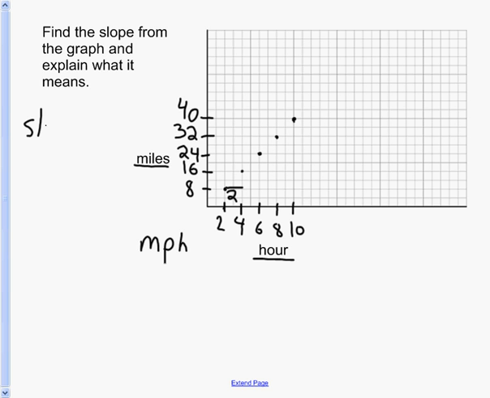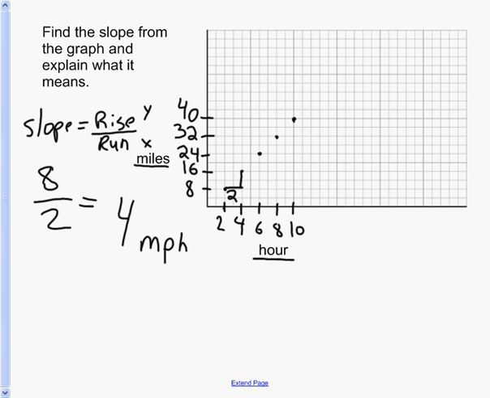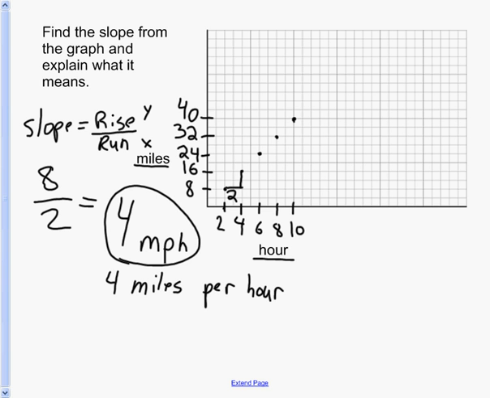So remember, slope equals rise over run. So that means we're taking the change in y over the change in x. I went over 2 as my run, so I got 2 on bottom, and now I'm going up. I'm going from 8 to 16, which is an increase of 8. So 8 over 2 simplifies into 4, and 4 miles per hour is my answer. So that means that it was 4 miles per hour. You can write out the label a little more explicitly when it does ask for explain.